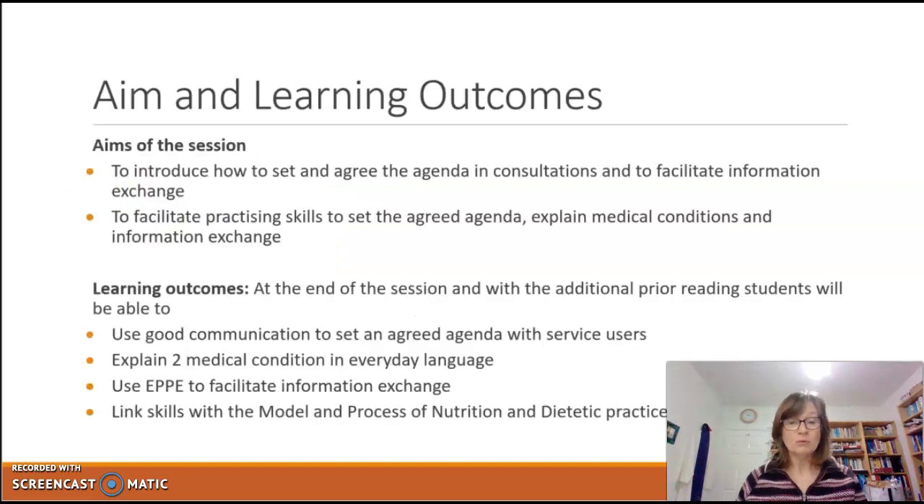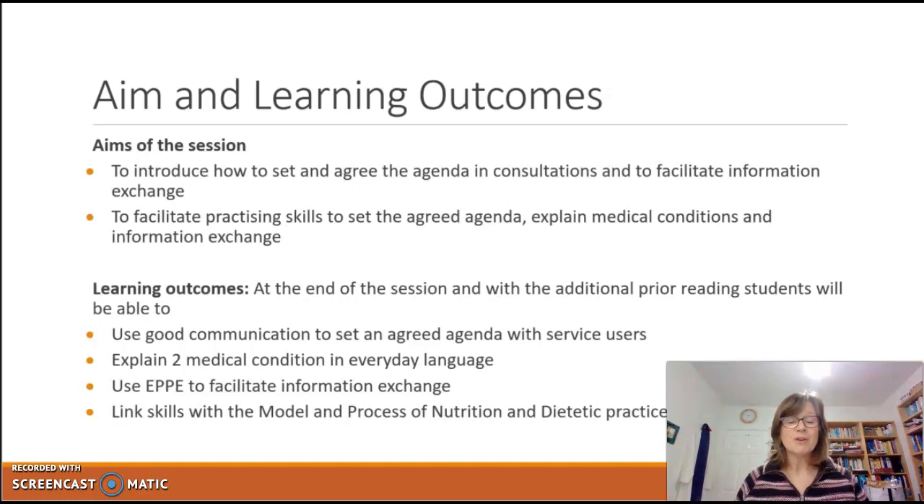So overall, what I'm hoping is that by the end of the session you will have used good communication skills to set this agreed agenda with your service users, explained at least 2 medical conditions in everyday language, used something called EPPE, which I'm going to explain, to facilitate information exchange with your patients or service users, and thought about how that links with the model and process of nutrition and dietetic practice.